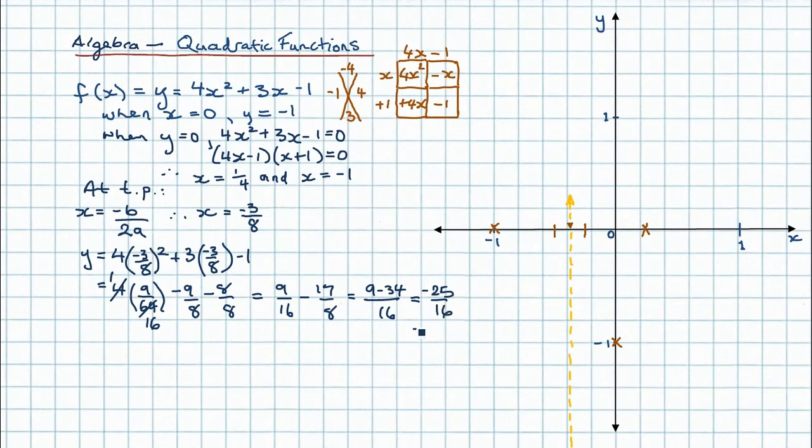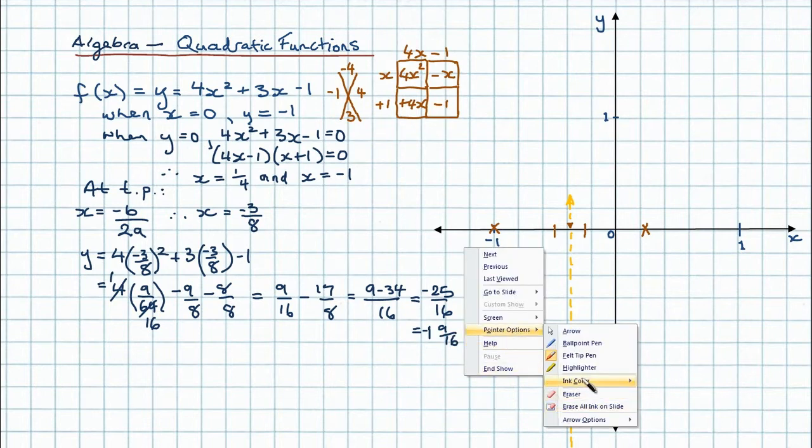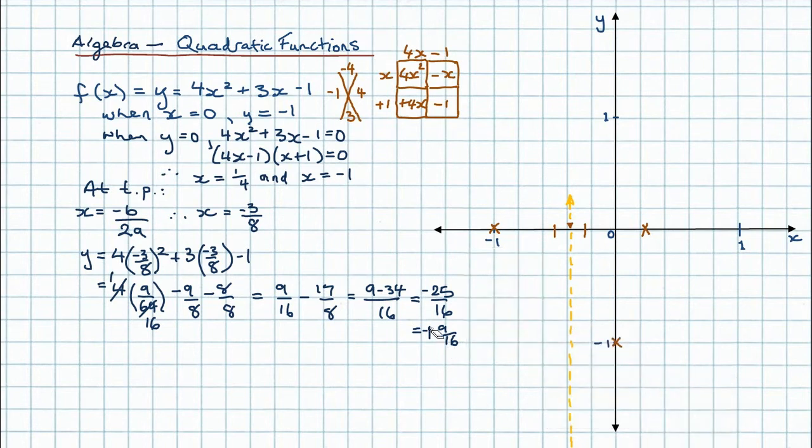25/16. And I will just jot down here that minus 25/16 is going to be 1 and 9, sorry, minus 1, let's be careful, minus 1 and 9/16. Because if I put it in mixed numbers, it's going to be easier for me to plot on the axes. So there we go. Make that a bit clearer. Minus 1 and 9/16.